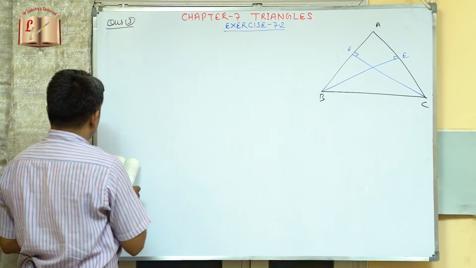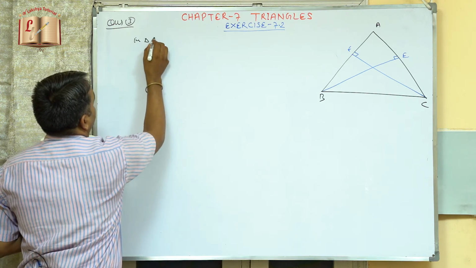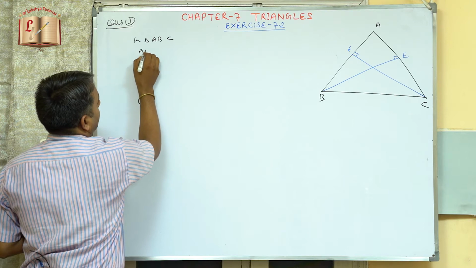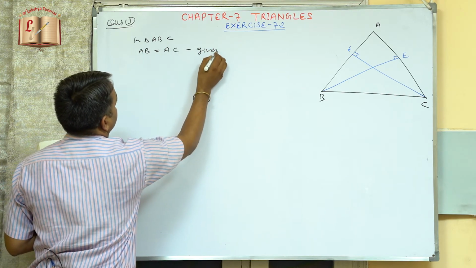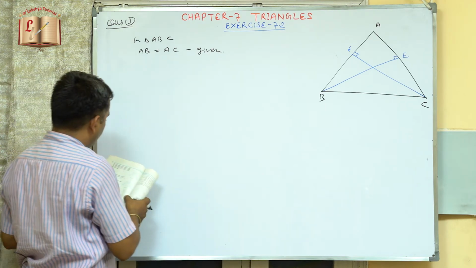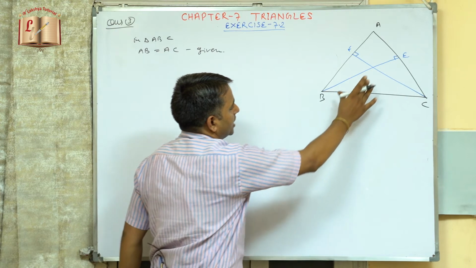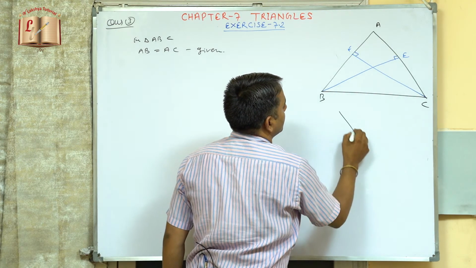So ABC is an isosceles triangle. So in triangle ABC, I can write AB is equal to AC. This is already given to us. Now we need to prove whether these altitudes are equal or not. So we will take up these two different triangles.